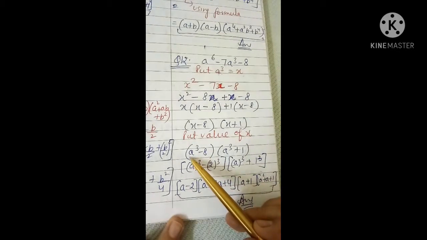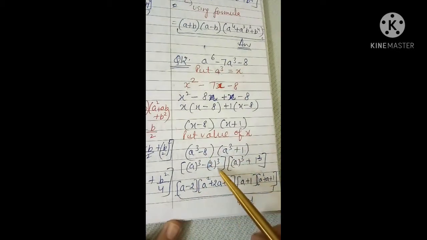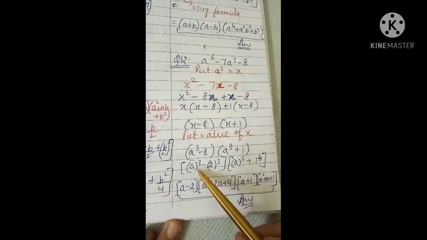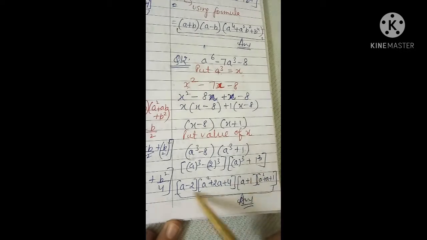What is the value of x? A cube. Here it will be (a cube minus 8)(a cube plus 1). Then 8 you can write as 2 cube, 1 as 1 cube. Again you can apply the formula here, x cube minus y cube, x cube plus y cube, and this is your answer. Okay.